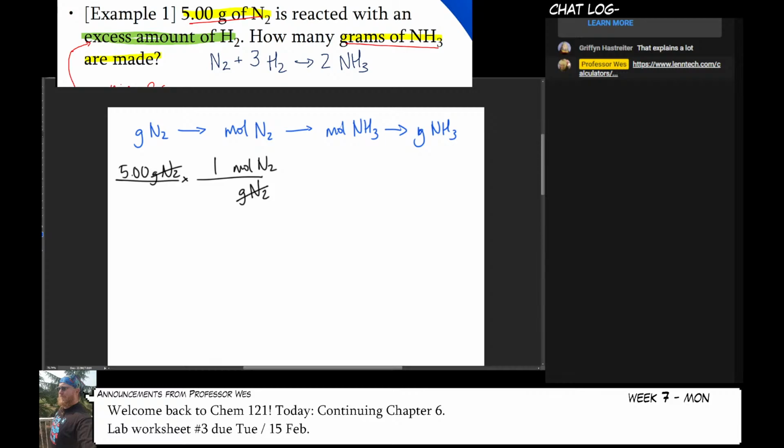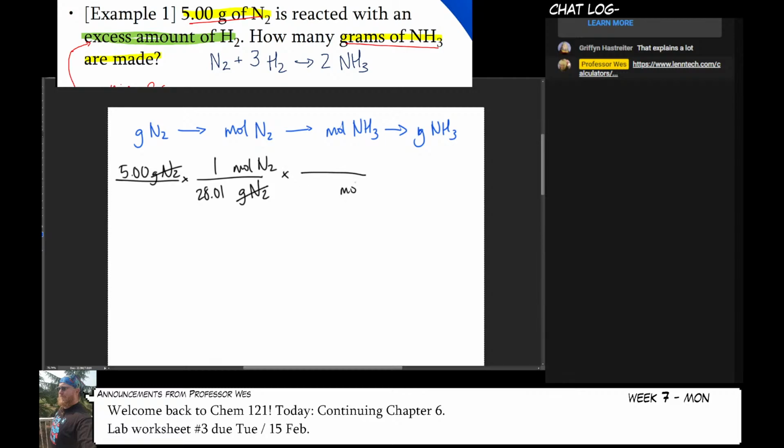So how many grams are there per mole of N2? So if I type in N2, it will tell me the answer, and this is 28.01. You could just take the number on the periodic table for nitrogen and times it by 2. All right.